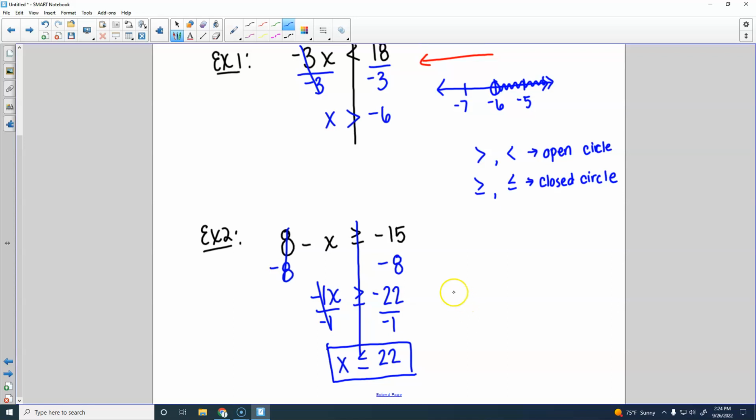So, we need to graph this. 22 would be here, 23, 21. Lexi, what type of circle do I need? Open or closed? Closed. Should I shade to the left or to the right? To the left. Good.